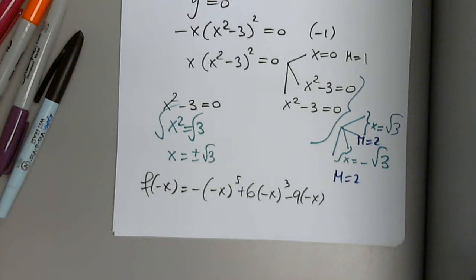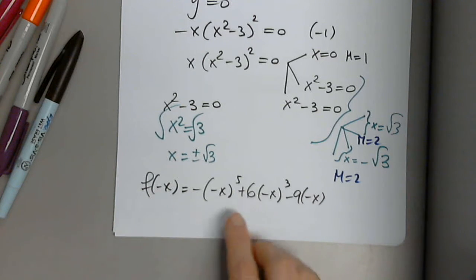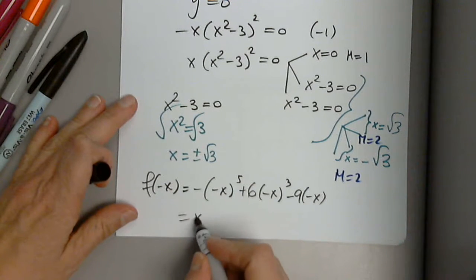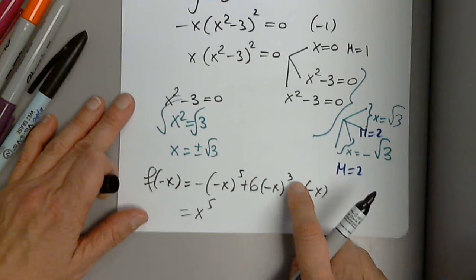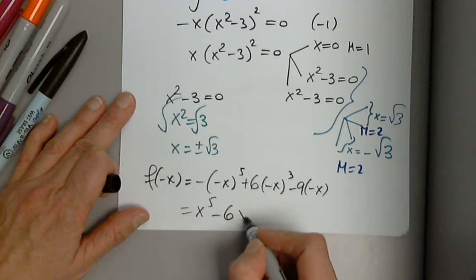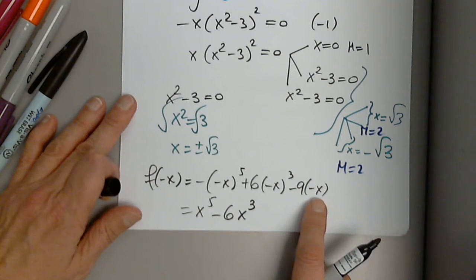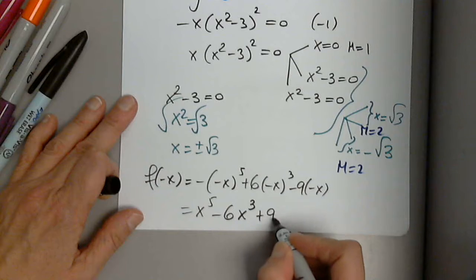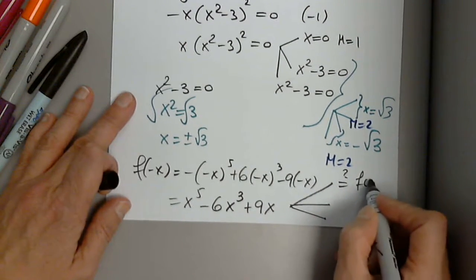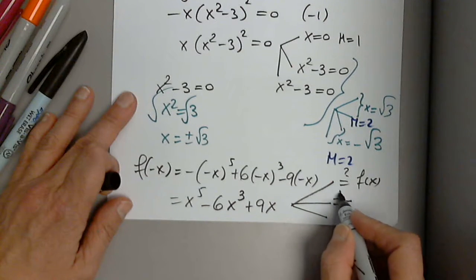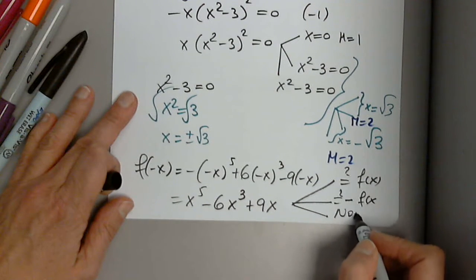Okay, so I plugged in negative x in the function. How much is negative x to the fifth power? Negative, because there are 5 negatives, right? Yes. With minus in front, indeed, it's positive x to the fifth. How much is negative x to the third? Yes, with 6 in front is negative x to the third. And negative 9 times negative x is positive 9x. Remember 3 questions. Does this equal f of x? Does this equal negative f of x, or none of the above?